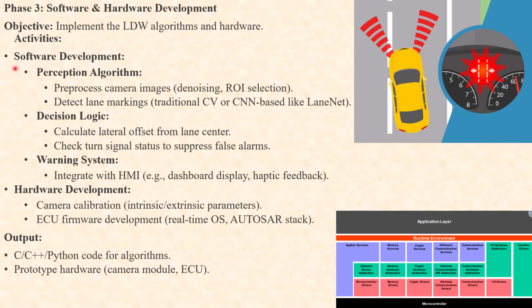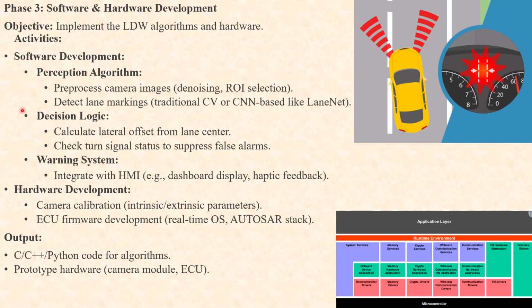Okay, in the previous slide we discussed perception, decision logic and warning system, but they are high-level requirements. In this next slide we are going to touch upon the lower-level requirements, where the camera images are pre-processed, based on ROI selection, denoising, all these are clearly implemented. And next is detecting lane markings. Lane markings can be detected with the help of traditional computer vision or a CNN. CNN stands for convolutional neural network, like LaneNet.